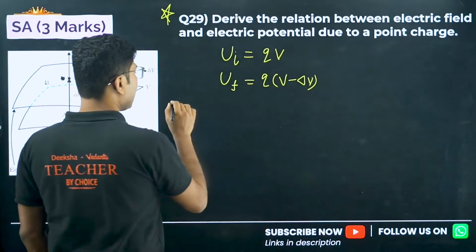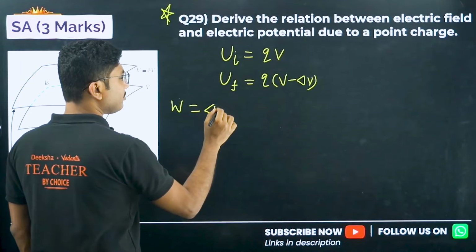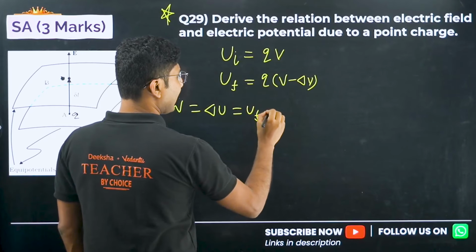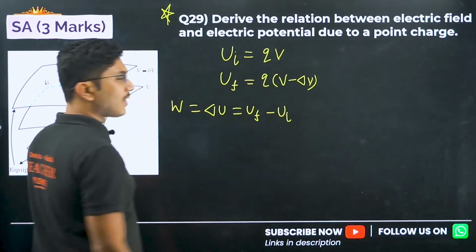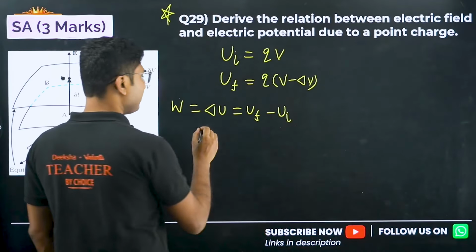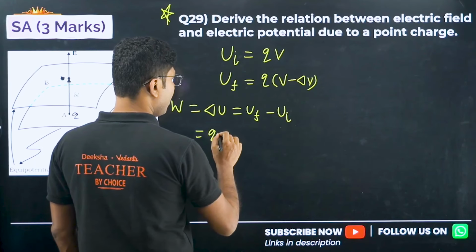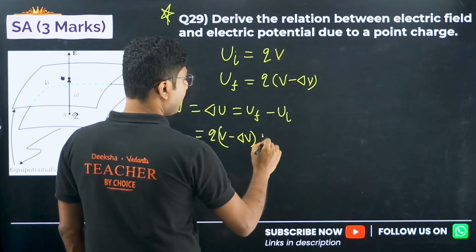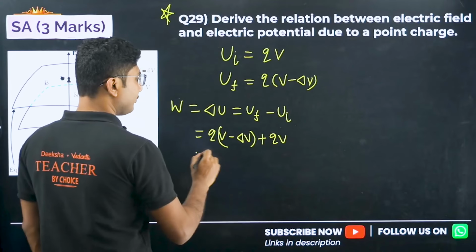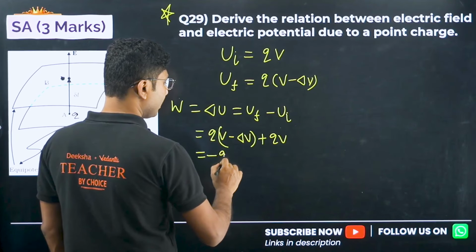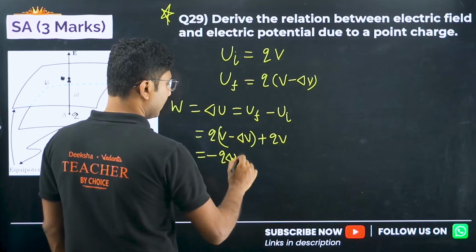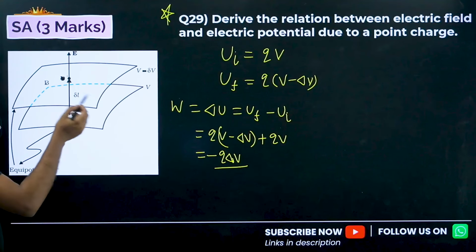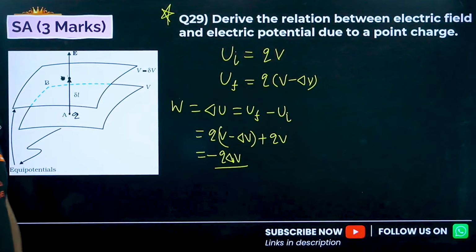Now what is the work done? Work done is given by the change in potential energy, that is U_F minus U_I. Remember, always final minus initial. Be it positive, be it negative, does not matter. So Q into (V minus delta V) minus Q V. If you calculate it, you will get minus Q into delta V. Minus Q delta V is the work done to move a positive test charge from point A to point B.